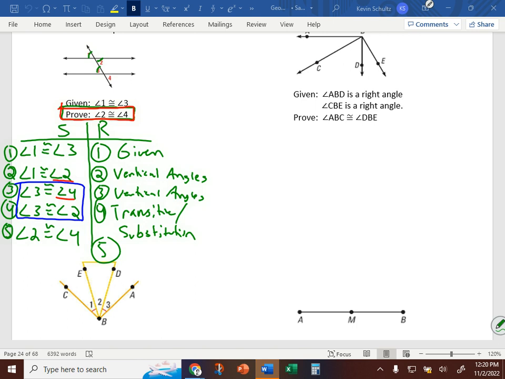Alan, do you have a question? Or this one is more classic transitive, but either one could work here. Because we've essentially substituted angle 4 in for angle 2 and gone that route. But most people would use transitive because it's kind of that classic example of it. But either one would technically be correct.